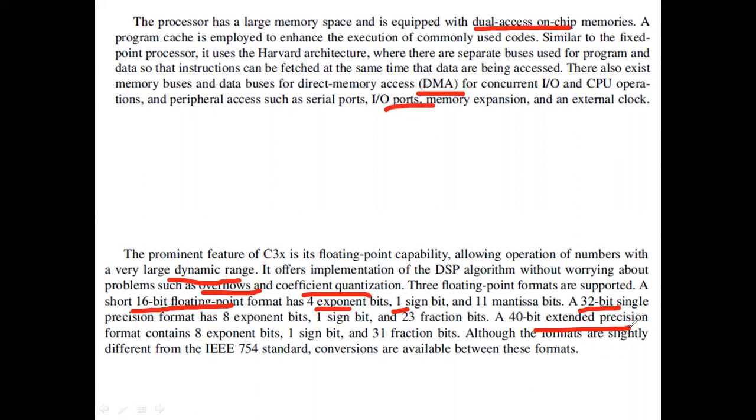When the block diagram said extended precision, it's not 80 for this particular processor, it is 40-bit. For this processor, 32-bit is single precision, and 40-bit is extended precision with 8 exponent bits, 31 fraction bits and 1 sign bit. And let me clarify again, they are not the IEEE 754 standards. We are not bothered here. The beauty of this particular module is you just have to remember the block diagram and the points. You do not have to bother about the op codes or the operands. So that was about the TMS processor.